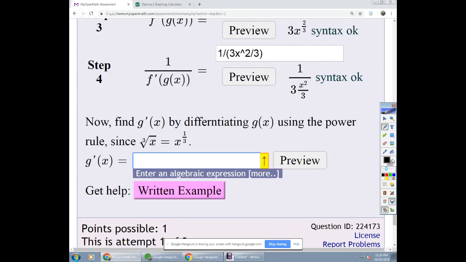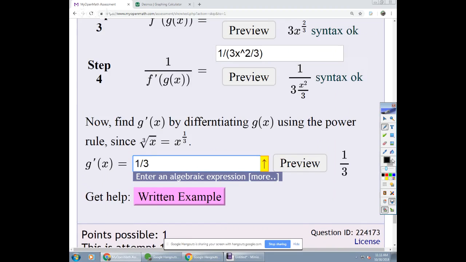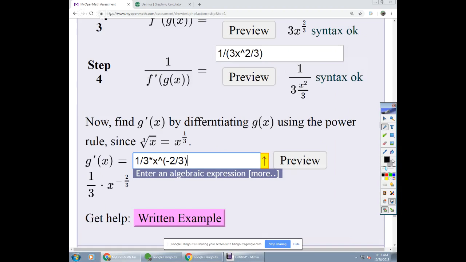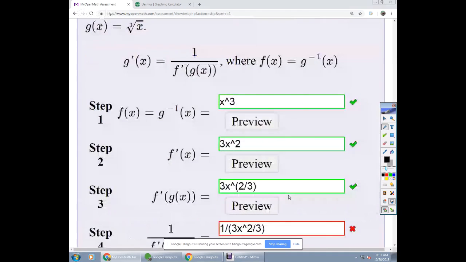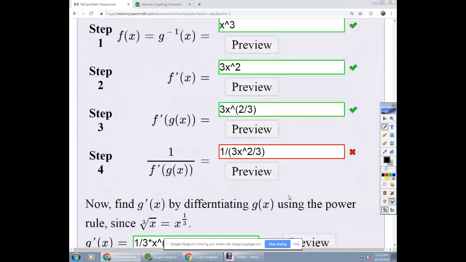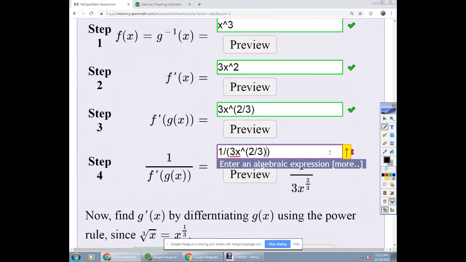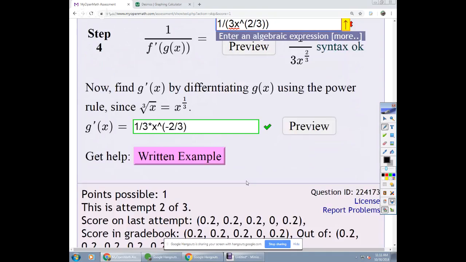All right, so I got an answer. Type it in any way you want. The computer's pretty forgiving on this one, I believe. So I could call it 1/3 times x raised to the power negative 2/3 if I want, or I could type it exactly the same way I did above. I think it'll say, good job. Oh, which one didn't it like? Oh, it didn't like that one. Your syntax is wrong. You have to put parentheses. Oh, I'm missing parentheses there. Darn it.